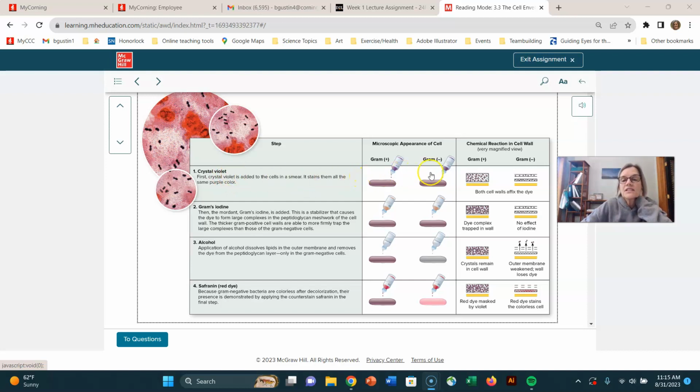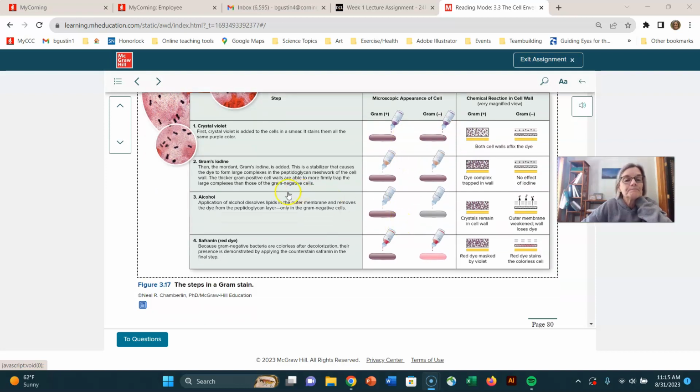And crystal violet just sticks to the cell walls. And so right here it's showing you the crystal violet goes into that thick layer of peptidoglycan in the gram positives, and it goes into that thin layer of peptidoglycan in the gram negatives. So if you looked at it under the microscope at that point, both gram positives and negatives would look purple.